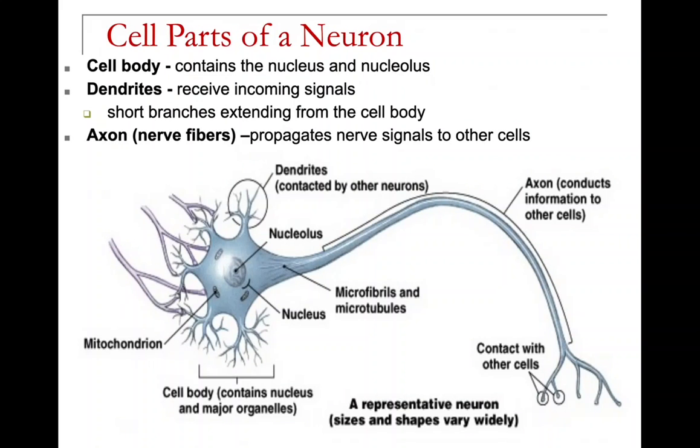So when we look at the parts of a neuron, the cell body is where you're going to have the nucleus and nucleolus. The dendrite is going to be the receiving end that's going to receive signals. It's going to carry them towards the nucleus. You can have short branches extending from the cell body. The axon is going to propagate the nerve signal to other cells. It's going to be the sending end.